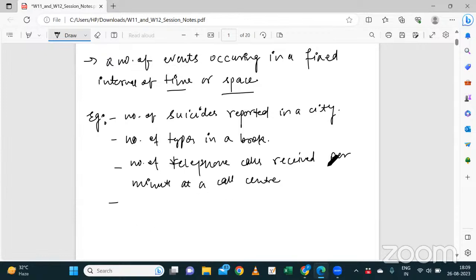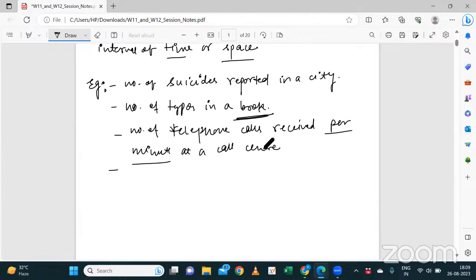So here, say you are interested to know the number of telephone calls received per minute. So this is an interval of time. Here, an interval of space. So in such kinds of scenarios, I will prefer to use the Poisson distribution.